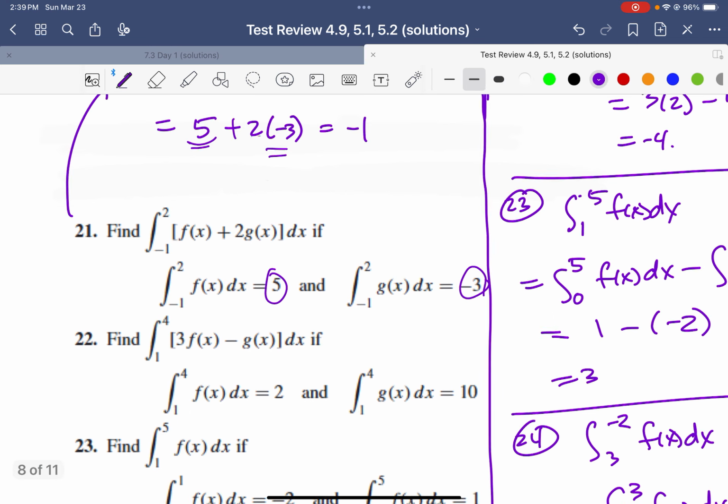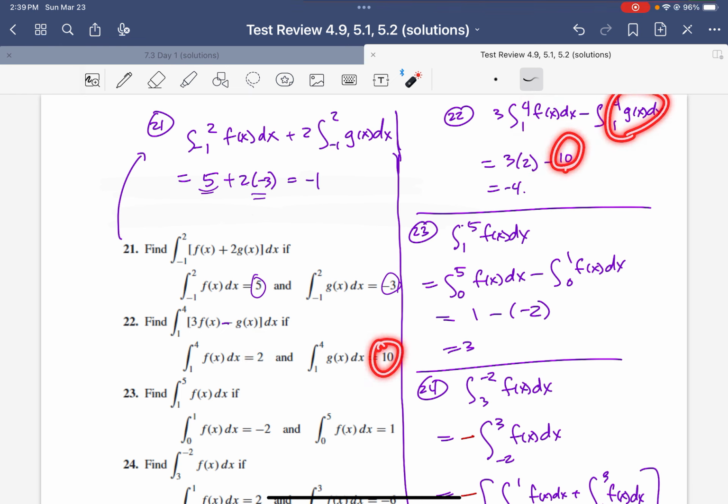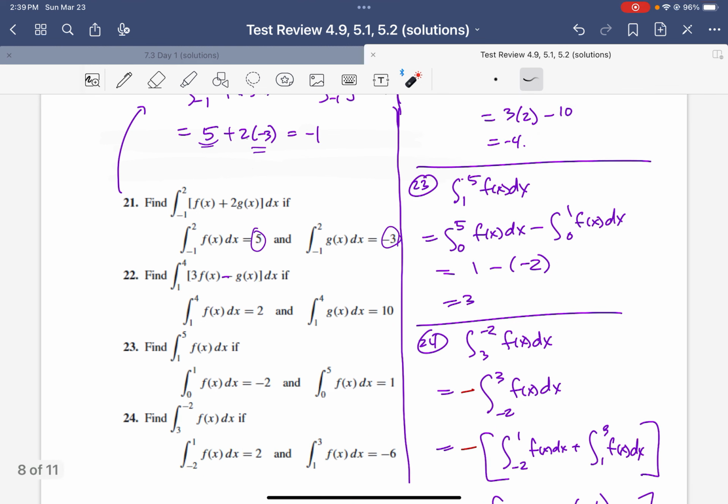Then 22, the integral of a difference is the difference of two integrals, and you can pull out the constants. That's how we get this. But then we know that this is 2 because that's what they gave us. And we know that all of this is 10, which is what they gave us. So we get negative 4.